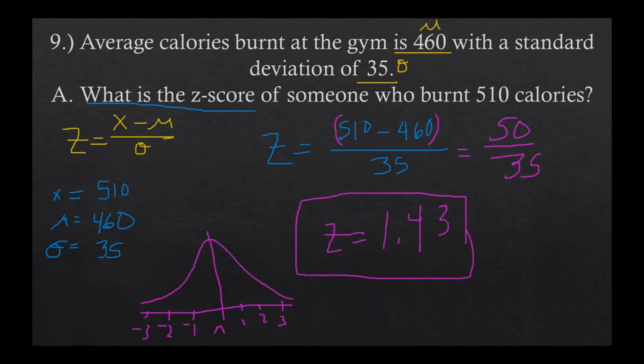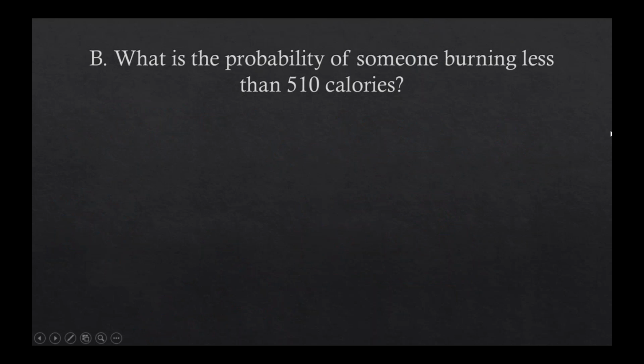This is going to guide us into the next question where all of those visuals and graphs are going to be helpful. Okay, so this next question says, what is the probability of someone burning less than 510 calories? If you want to find probability, you have to have a z-score, at least when we're talking about these things. We know that we just found a z-score of 1.43. Everybody with me? We just did that on the previous page. And a lot of times these questions will be all together. I split them up so that we can have conversation.